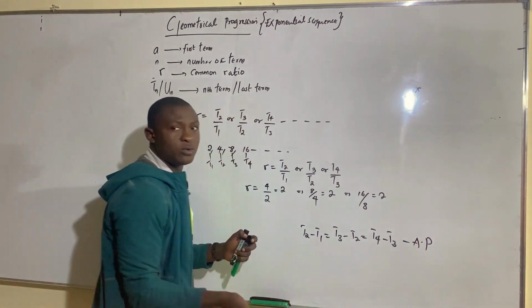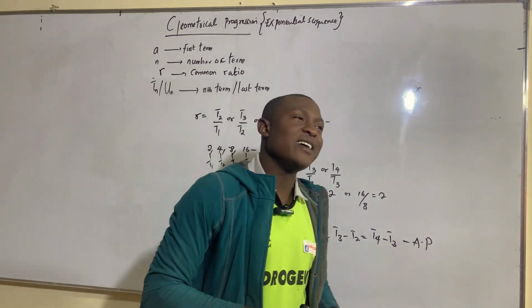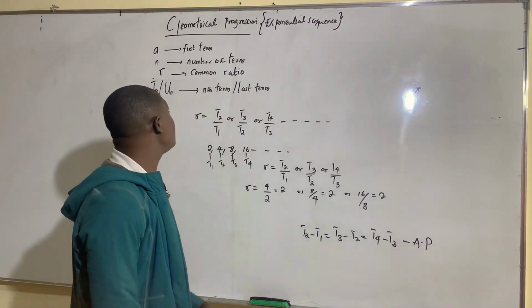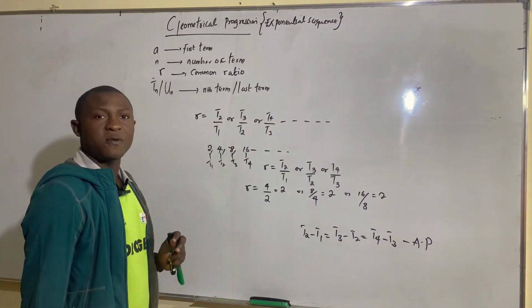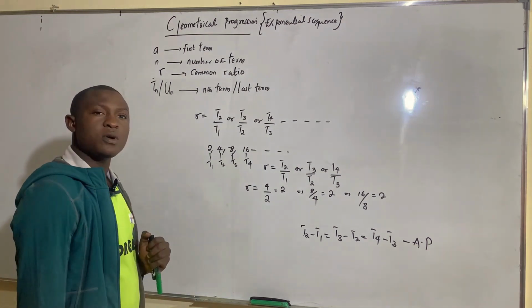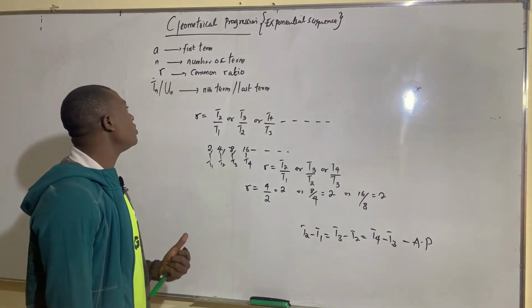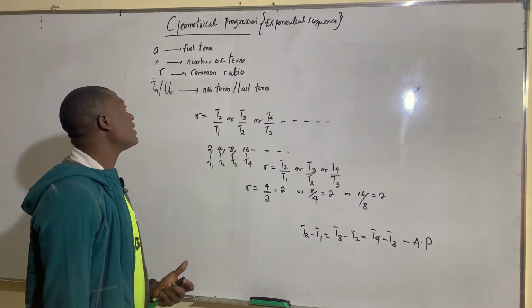So for the GP now, it's going to be in the form of a ratio, whereas for the AP that's just the difference between them. Under the GP, we also have the first term, A. We also have N, which is the number of terms. We have R, which is the common ratio. We have Tn or Un, which is called the nth term or last term.